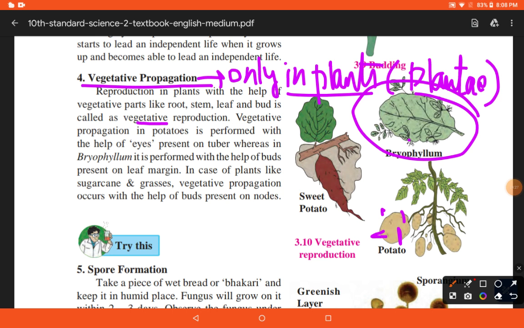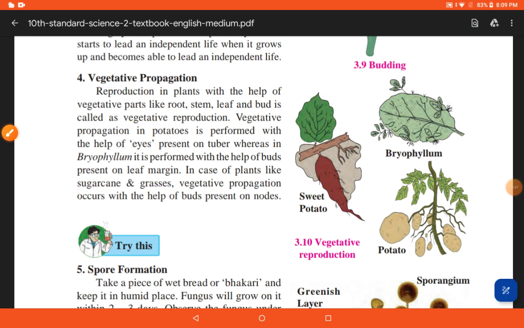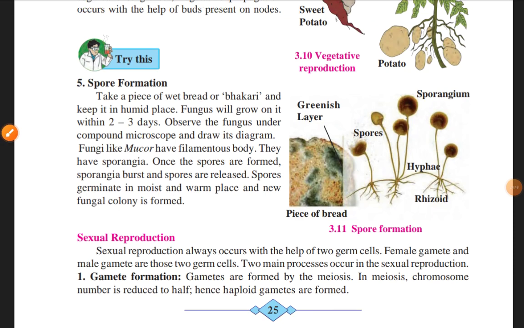If you talk about sugarcane and grasses, it happens with the help of the buds which are on the nodes. Now in sweet potato, it happens through the roots. The sweet potato roots. That's vegetative propagation. Clear? Now let's come to spore formation.